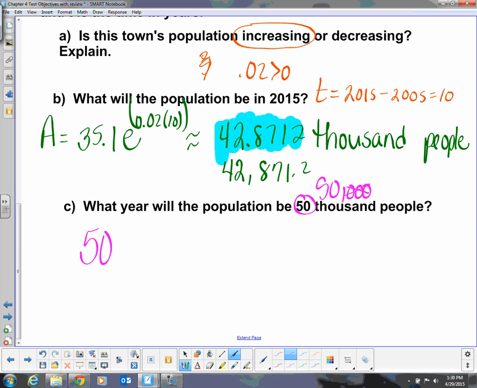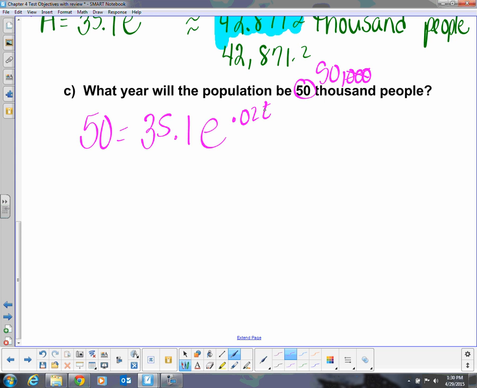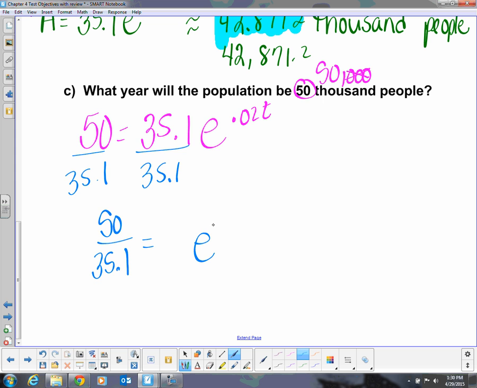So we have 50 is equal to 35.1 e to the 0.02t. You know what I'm thinking? I'm thinking in the exponential section, we only did this type of problem, and in the logarithmic section, we did this type of problem, and I put them together. So how do you solve? How do you rescue t? Divide by 35.1 first, because that exponential piece is not what? Isolated. So notice 50 got divided by 35.1 before any lning.